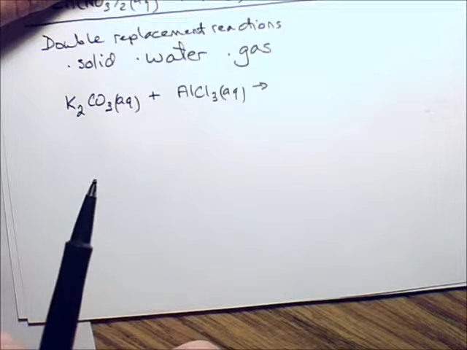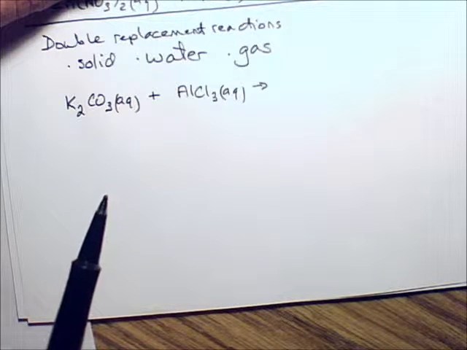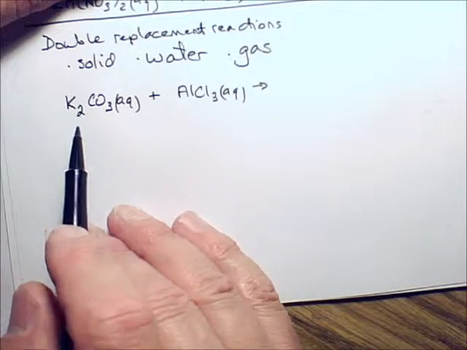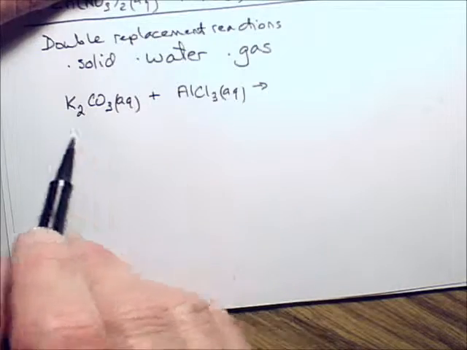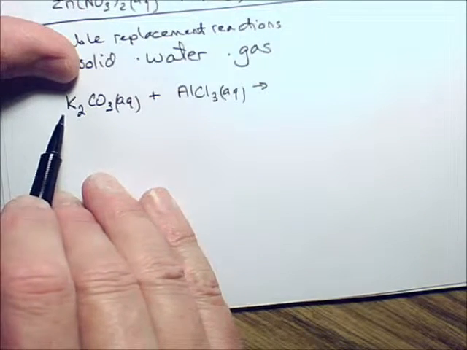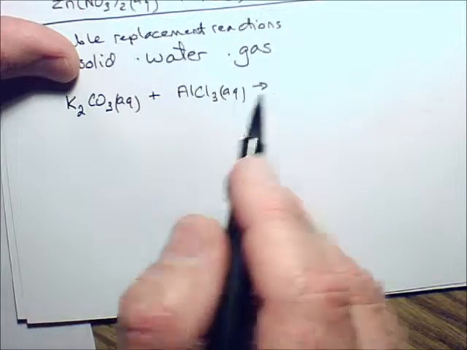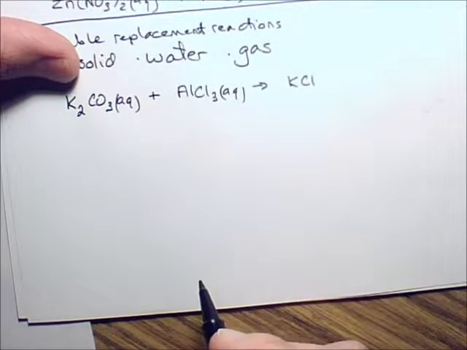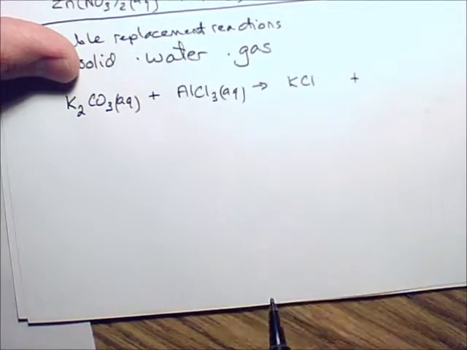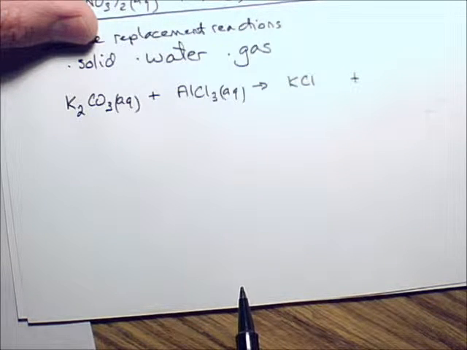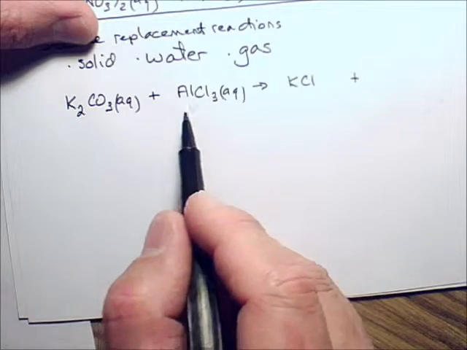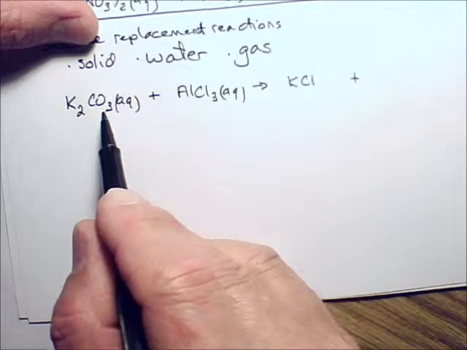What do I do to predict the products here? Say that again. A with D. So if this is A, what's the D? Cl. So K, Cl. Okay. What's the other part? Well, yeah, C's got to come first. You're right. Cb. So that's aluminum with carbonate.